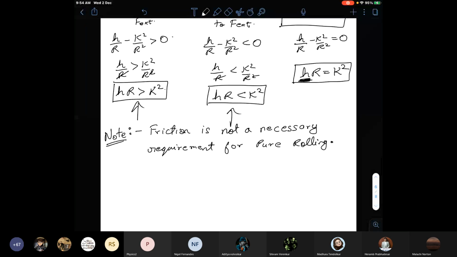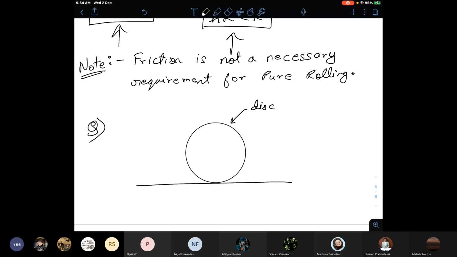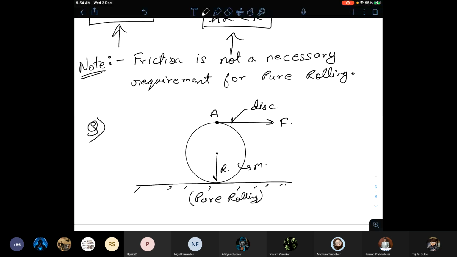Let's just take a quick look at a question. Suppose I have a disk over here. This is a disk on a horizontal surface, mass is m, radius is r, and an external force F is acting at point A like this, and it is showing pure rolling. It is given in the question only. Everything I am saying will be written in the statement.